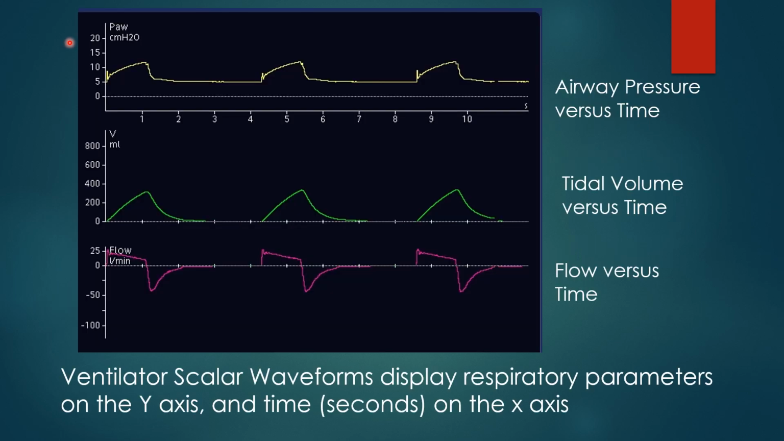Scalar waveforms plot a respiratory parameter against time. This top one here is the pressure, and this shows the inspiratory pressure, and this shows the expiratory pressure. The volume versus time scalar waveform shows the volume going in and then the volume coming out. The flow versus time waveform shows the inspiratory flow and the expiratory flow. This says minus 50 and minus 100. They're not really negative, it's just flow in a different direction. So this flow up here is going into the patient, and this is the flow coming out of the patient.